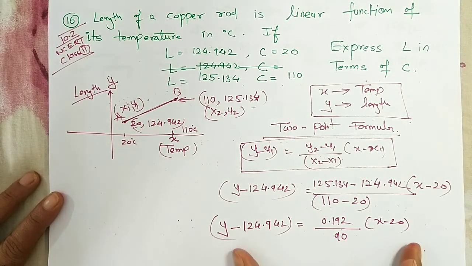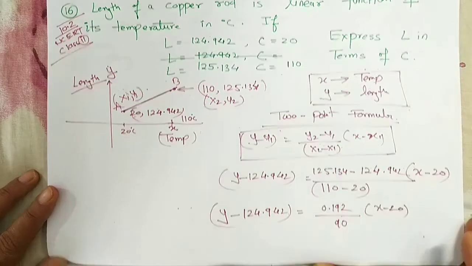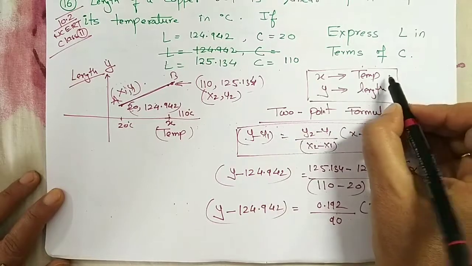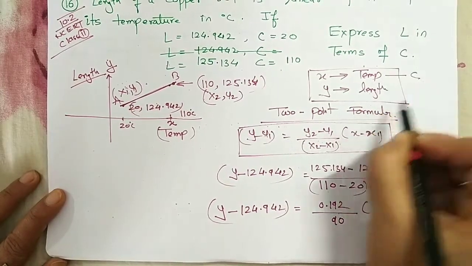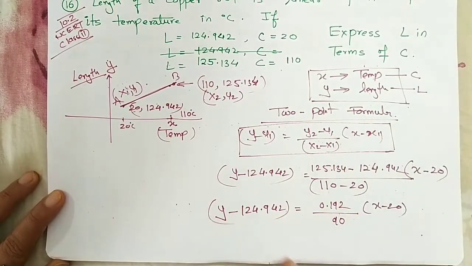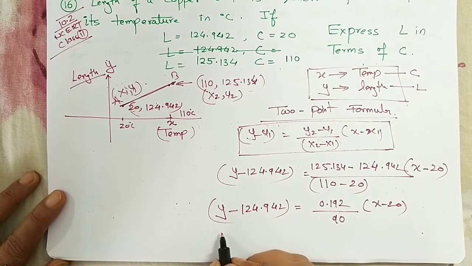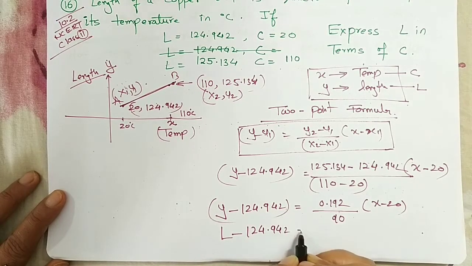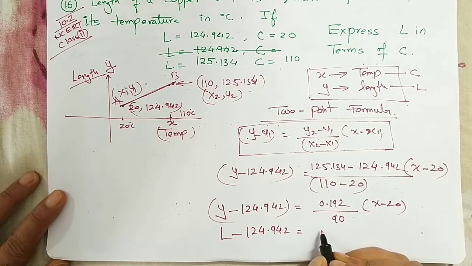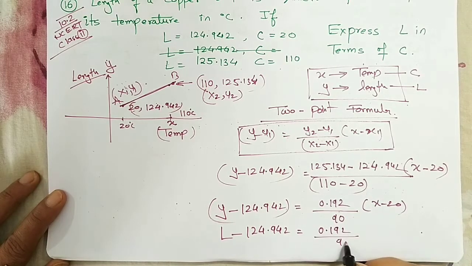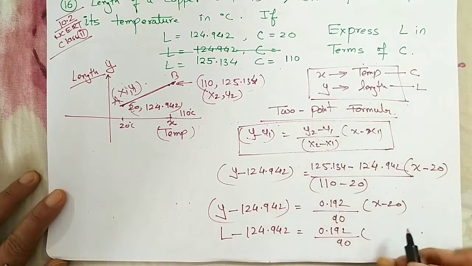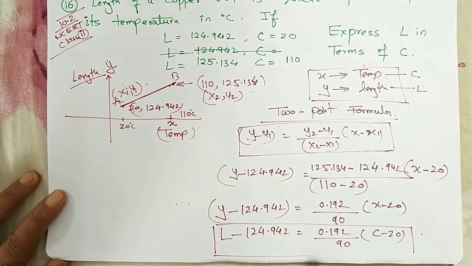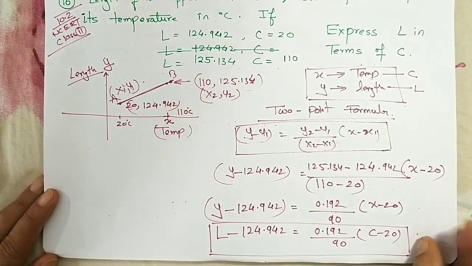Okay, so this is my final answer. But in this I had assumed y as length and x as temperature. So for temperature, suppose I show the symbol C and this is L, so I can shift it. So this will be my L minus 124.942 is equal to 0.192 by 90 into C, because x is representing temperature which is in C. So this is my final answer.